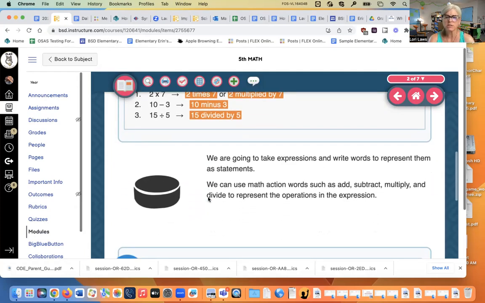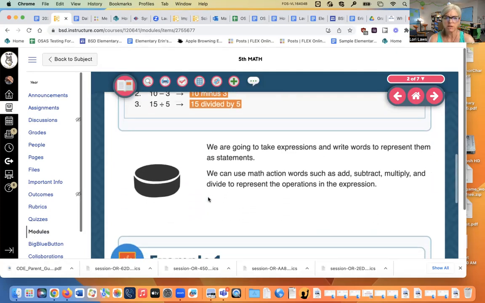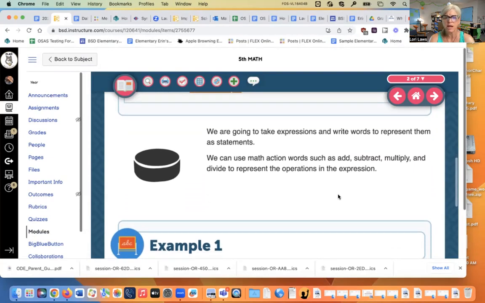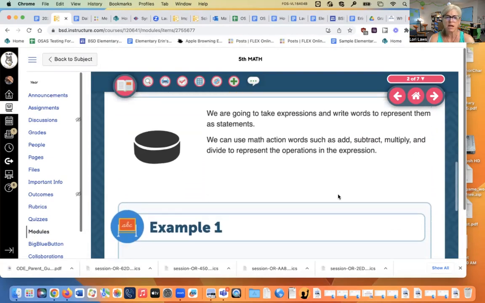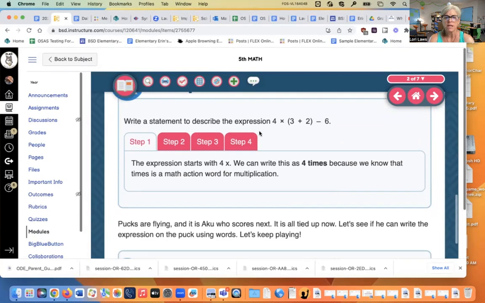We're going to take expressions and write words to represent them as statements. We can use math action words such as add, subtract, multiply, and divide to represent the operations in the expression. So in this case, you have to be careful because you have to do the parentheses first using PEMDAS, right? So you're going to have to say 4 times the sum of 3 and 2, or 3 plus 2. You can't say just 4 times 3 plus 2 because 4 times 3 is 12 plus 2 is 14. But 2 plus 3 is 5, 4 times 5 is 20, so it's very different.